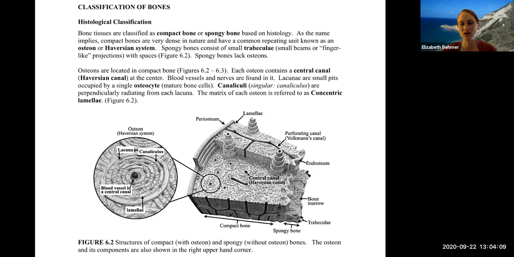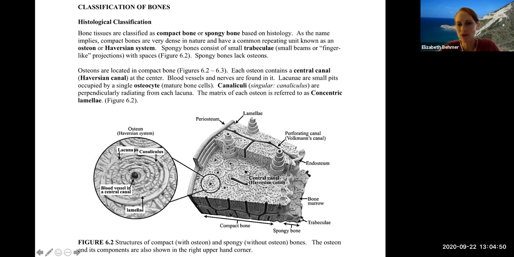So if we look at your bones underneath a microscope, the histological or tissue classification, bones are classified as either compact or spongy bone based on their histology. Compact bone is more dense in nature, and they will have repeating units known as osteons or the Haversian system. So osteon is just the unit of compact bone. Spongy bone consists of small trabeculae, or small beams or finger-like projections. Spongy bones will have spaces in it, much like a sponge, and spongy bone does not have osteons.